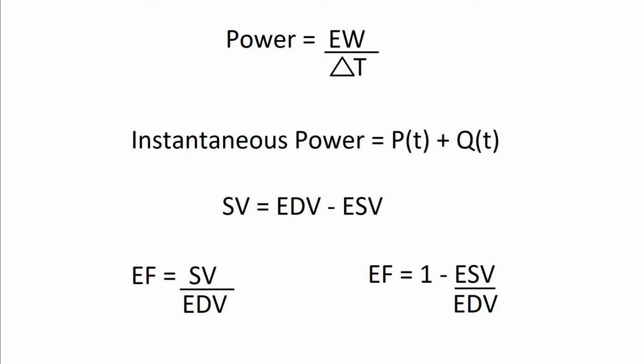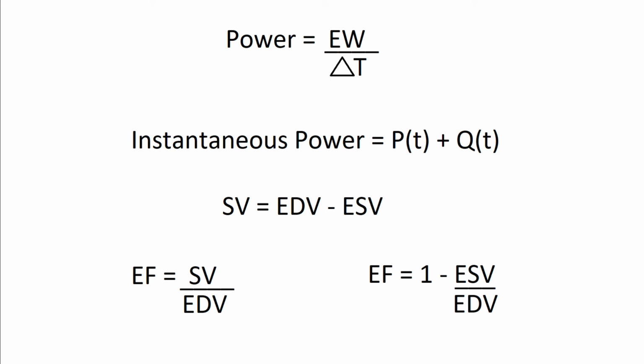From the graph, we can get very important equations. For example, the power is equal to the external work divided by the change of the heartbeat. Instantaneous power is equal to the change of pressure plus the change of the flow rate. The systolic volume is equal to the difference between the end diastolic volume and the end systolic volume.